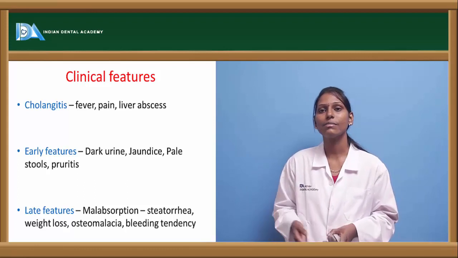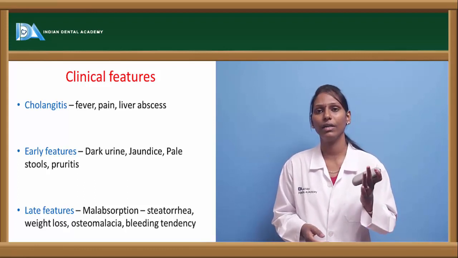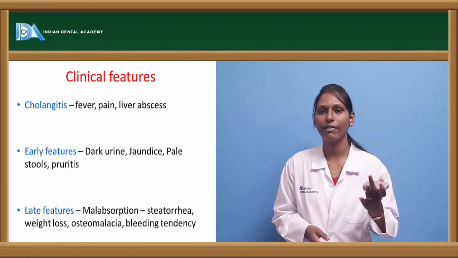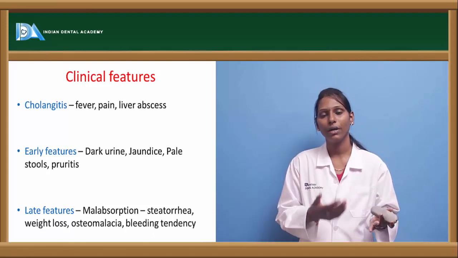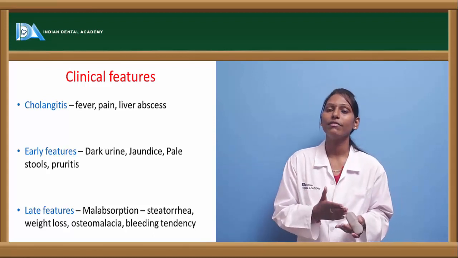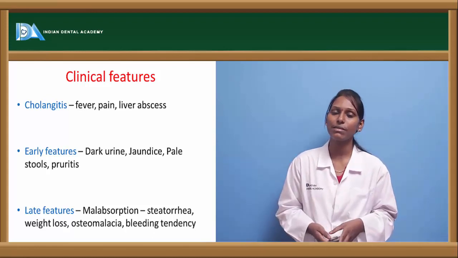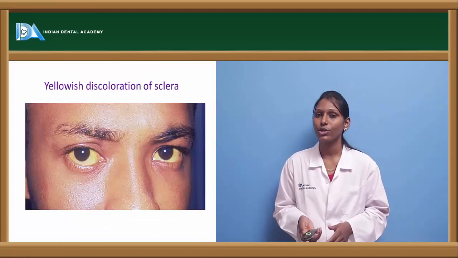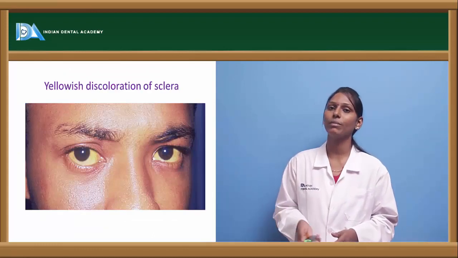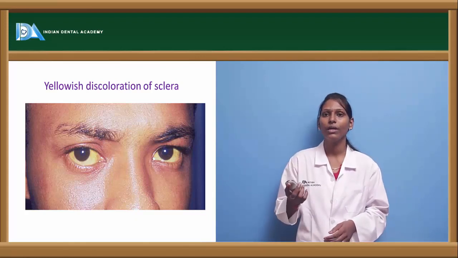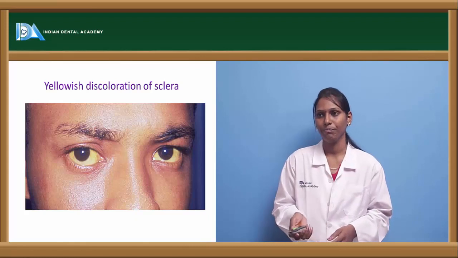This bleeding tendency is because the liver is compromised, and as we all know, some of the clotting factors are produced in the liver, so the patient will exhibit various bleeding tendencies. This picture shows yellowish discoloration of the sclera, which is one of the pathognomonic features of jaundice, as the yellowish discoloration can be more easily seen in the bulbar conjunctiva.